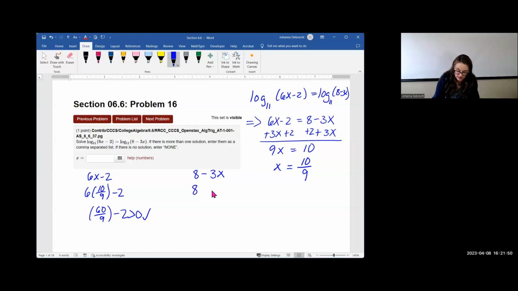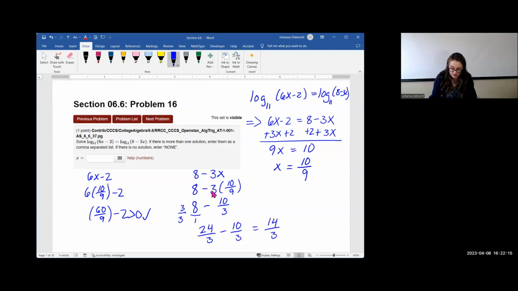Now when I plug in the possible solution, x equals 10 over 9, the 3 and the 9 will reduce and give me 10/3. So I have 8 minus 10/3. Then I write it as 8 over 1 and multiply by 1 in the form of 3 over 3, which gives me 24/3 minus 10/3, which comes out to be a positive 14/3. So it also works. That means that the solution 10/9 is a solution to the original problem. Whatever your solution is, it has to work in all original answer parts.